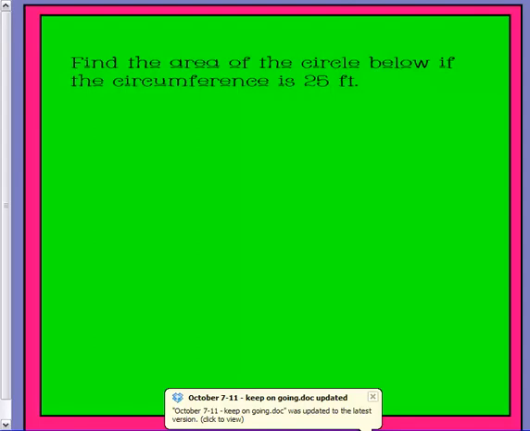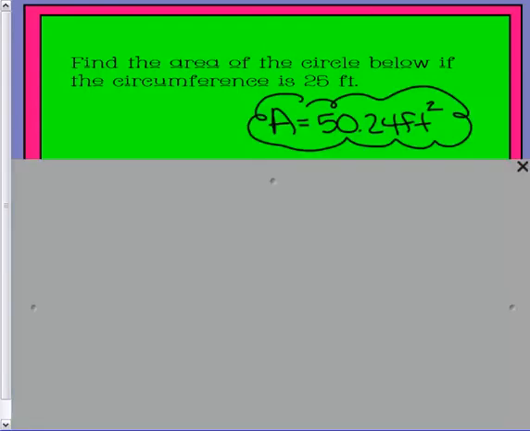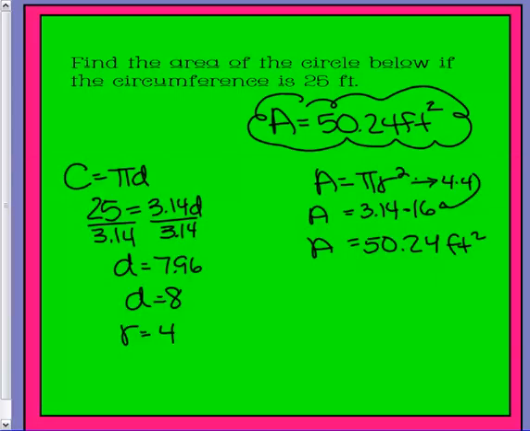So here we go. Pause the video, try it, and then come back in just a second, and the answer will be shown. Okay, and here is the answer. Area equals 50 and 24 hundredths. Okay, if you did this problem, go ahead and quickly look at the answer, and I will see you next time.